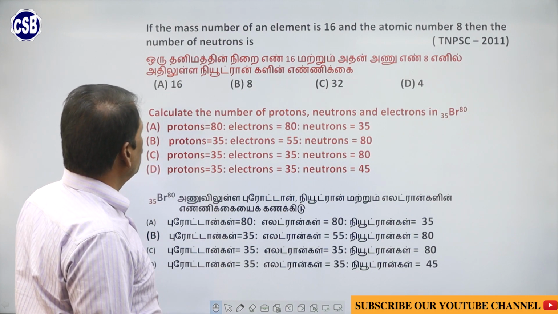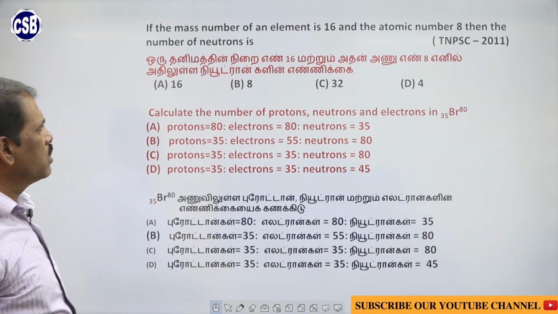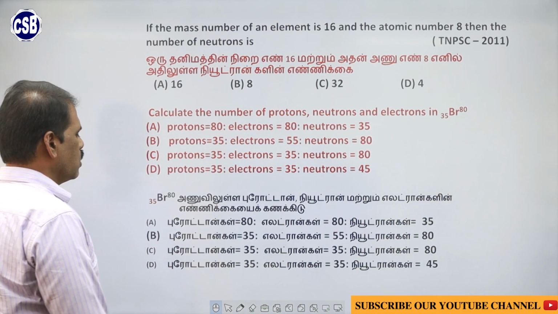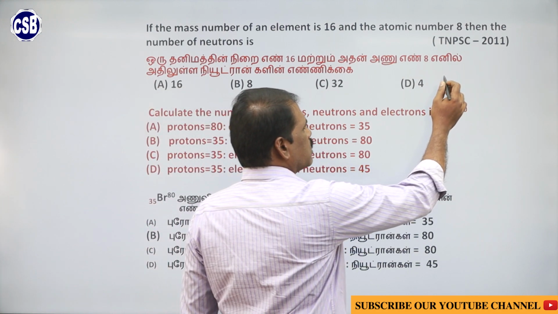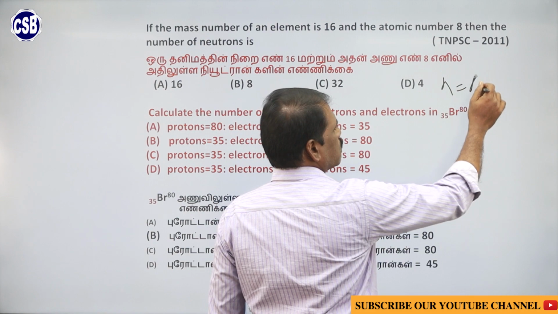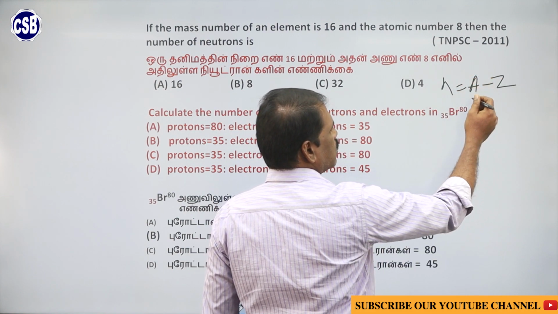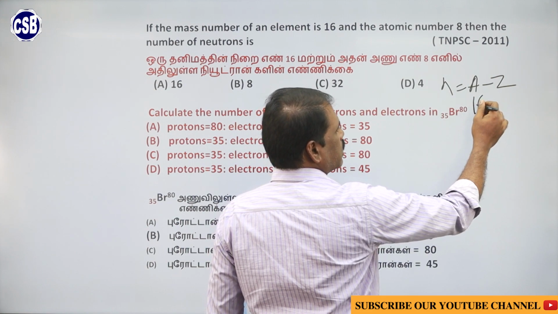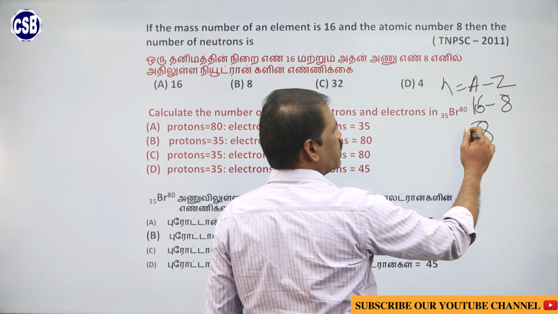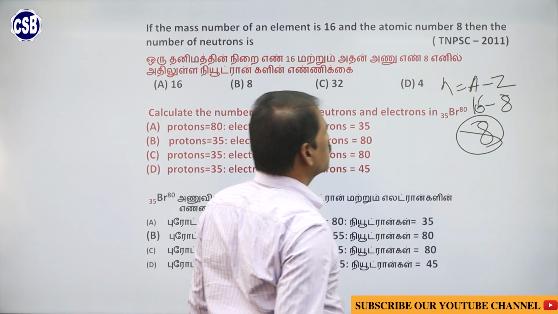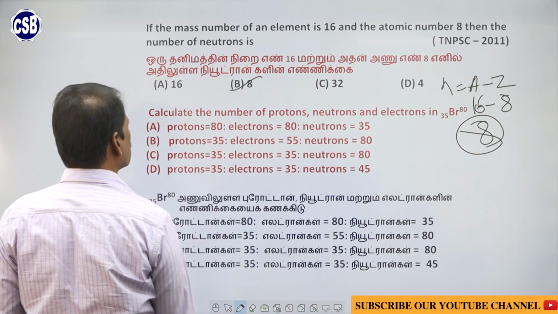If the mass number of an element is 16 and the atomic number is 8, then the number of neutrons. We have already said that to find the N value, the formula is N is equal to A minus Z. Here the mass number is 16 and the atomic number is 8. So 16 minus 8 is 8. So there should be 8 neutrons. So the number of neutrons is 8. So here the option is B.